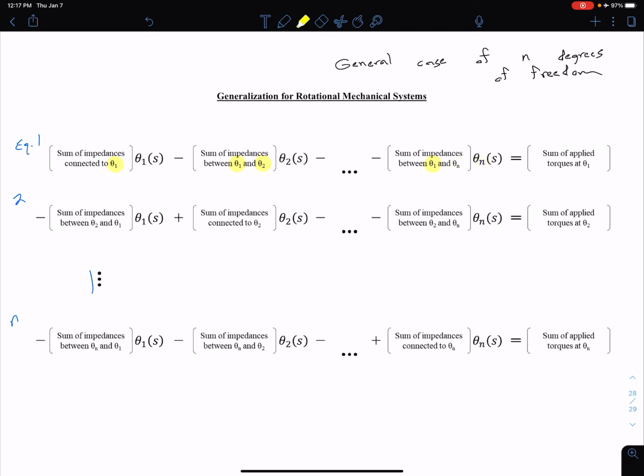The only other distinction here is related to the right side of the equation. Instead of our force, which we saw for our translational mechanical system, we now have the sum of applied torques. Again, it's applied at our angular displacement position theta 1, as opposed to our x1 we saw previously. And keep in mind too that if we're talking about equation 1 here, for instance, this is torque applied directly at theta 1, so not indirectly through some other connections. So we'll see how that works out and get a better feel for how to use these equations in our example in the next video.